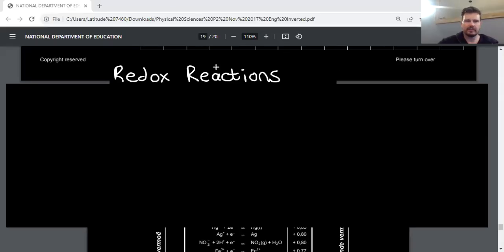Okay, so let's look at redox reactions from the very beginning. To start off with, what is a redox reaction? Redox stands for reduction, so that's the red bit, reduction. Let's do the reduction in red, because then we can just think reduction, red. And then your oxidation, let's do that in blue.